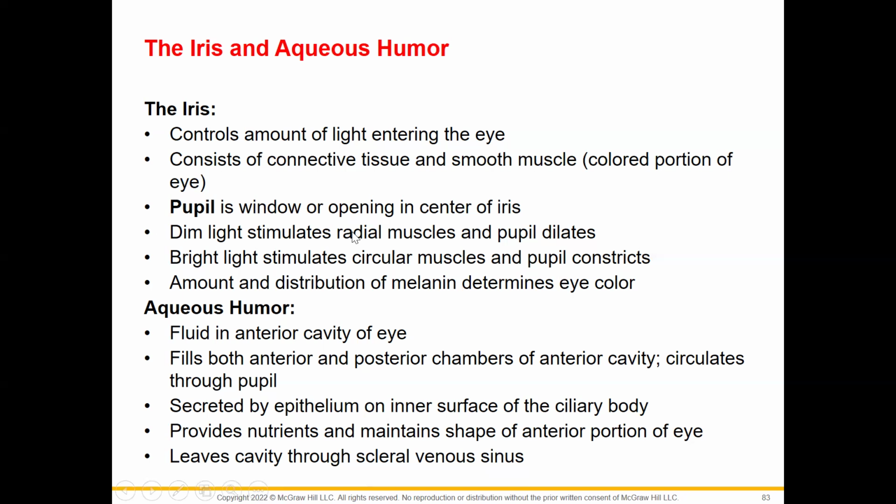Dim light stimulates radial muscles and the pupil dilates. When there's very little light, the pupil wants to get bigger, so the iris relaxes so that the pupil can get bigger, or dilate, to allow more light to come in so that, once your eyes adjust, you can see in the dark. And then when the light gets brighter, it stimulates the circular muscles to contract to close the pupil so that you're letting less light in, so that you don't get damage from so much bright light hitting the back of your eye. The amount and distribution of melanin determines your eye color.